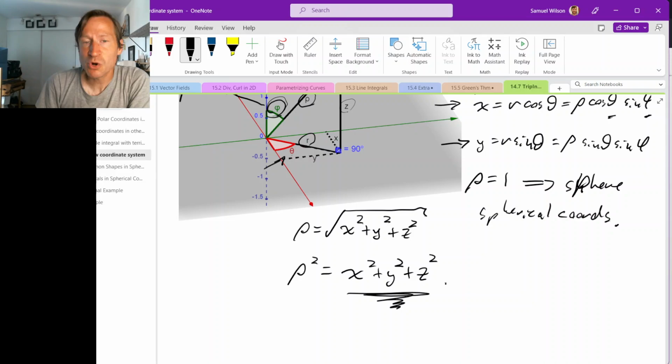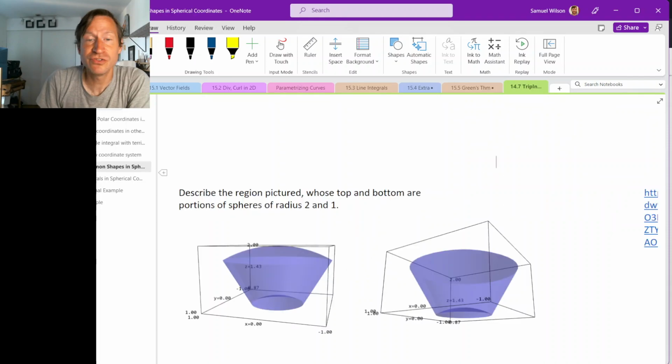To get a little more comfortable with this coordinate system, let's look at some common shapes that show up when you're using spherical coordinates. So first, let's sketch the surface rho equals 3. Well, remember, rho is the distance to the origin. So the points that satisfy rho equals 3, these are going to be all the points that are 3 units from the origin. Well, that's just a sphere, right? That's the definition of a sphere with radius 3.